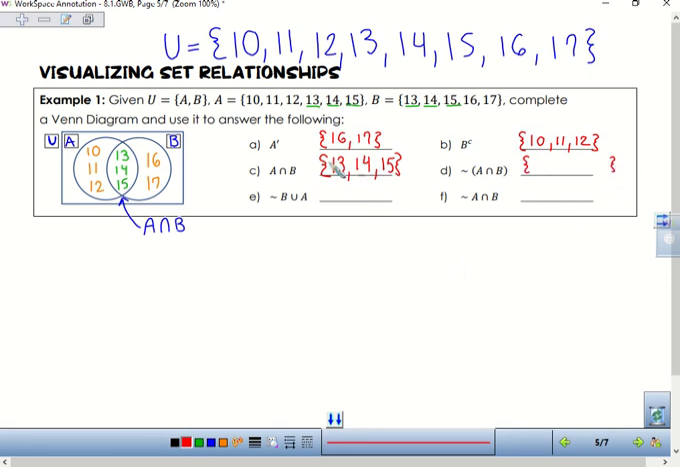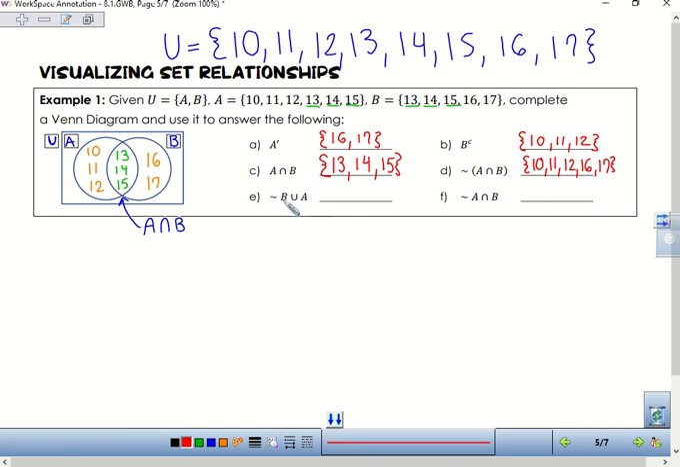What's in the universal set that is not in the intersection of A and B? 16, 17, 10, 11, 12. Good. So 10, 11, 12, 16, and 17. So that's everything that is not in the intersection of A and B. So everybody see how we got that?